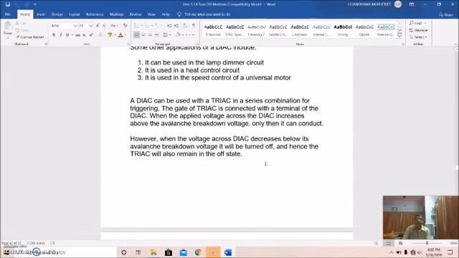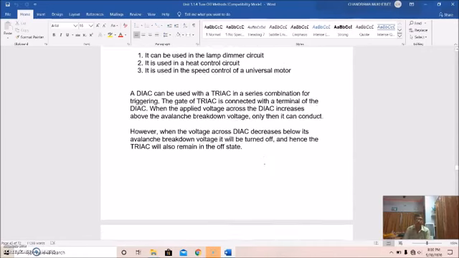Or a DIAC can be used with a TRIAC in series combination for triggering. The gate of a TRIAC is connected with the terminal of the DIAC. When the applied voltage across the DIAC increases above the avalanche breakdown voltage, only then it can conduct. However, when the voltage across the DIAC decreases below its avalanche breakdown voltage, it will be turned off, and hence the TRIAC will also remain in the off state.